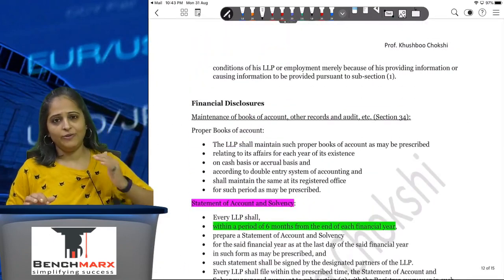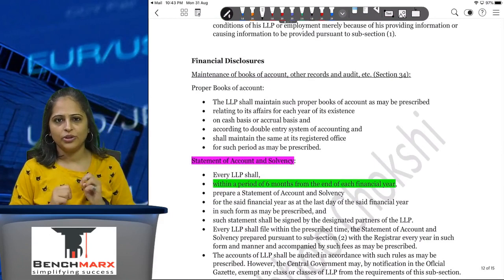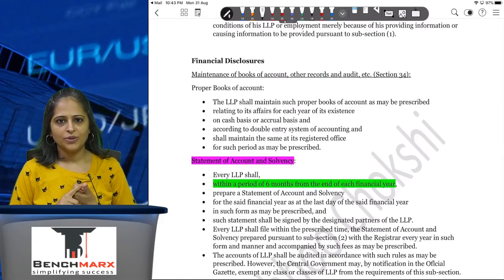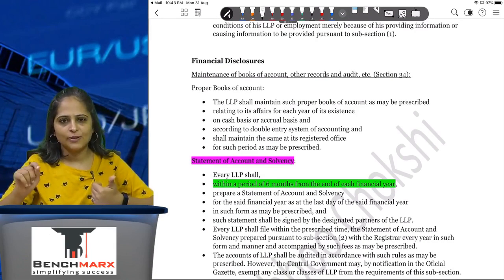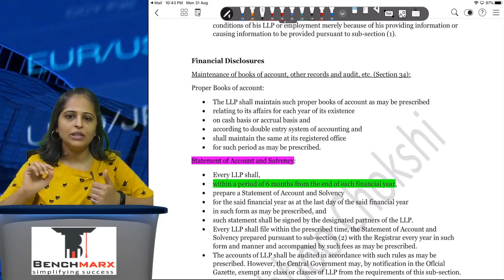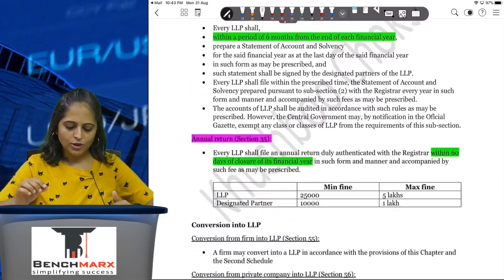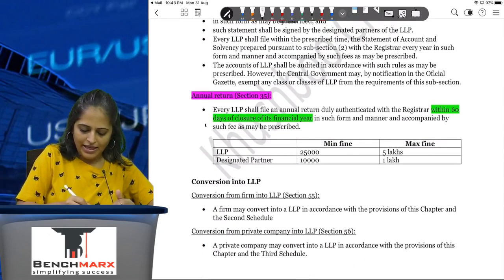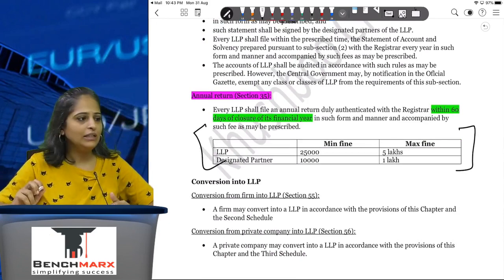Then coming to the financial disclosures, there are two most important forms which have to be filed by the LLP. One is the statement of accounts and solvency, and one is the annual return. Statement of accounts and solvency has to be filed within 6 months from the end of the financial year, and annual return has to be filed within 60 days from the end of the financial year. That means 31st May and 30th September. These are the two forms which they have to file, Form 8 and Form 11. If you do not file the forms, then the liability under both is similar, where LLP and the designated partners both will be held liable.